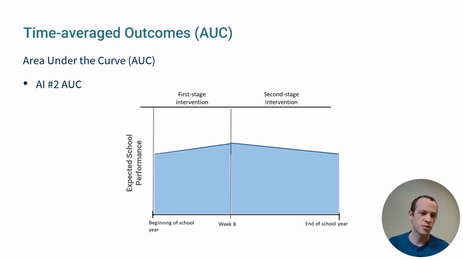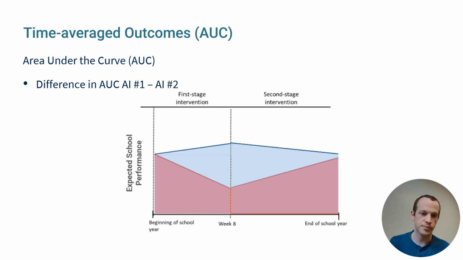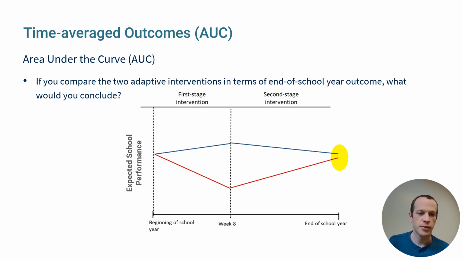Let's say that we run the study and the results for AI2 look like this. It starts in about the same spot, it ends in about the same spot, but in the middle the performance is substantially higher. So now the difference in AUC is going to be this blue region in between the two lines. If we were to compare these two adaptive interventions in terms of just the end of school year outcome, what would we conclude? Well, we probably would fail to find a difference at all, and if we did find a difference, it would likely be very small.